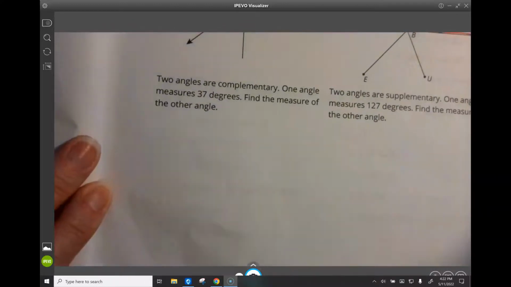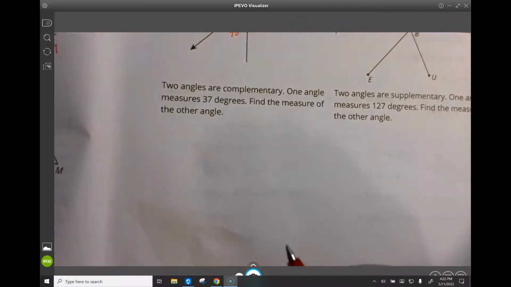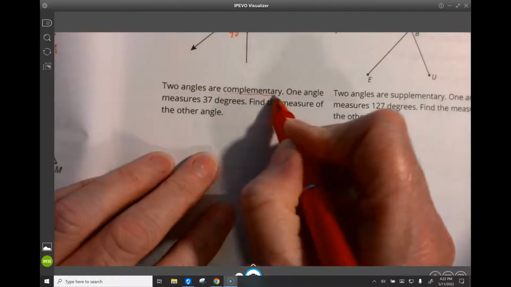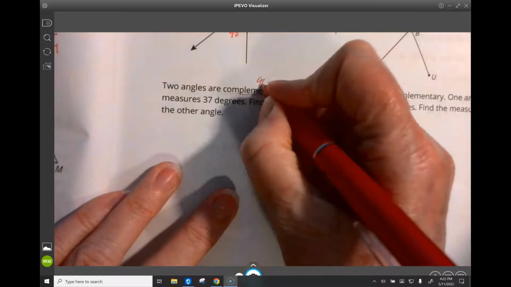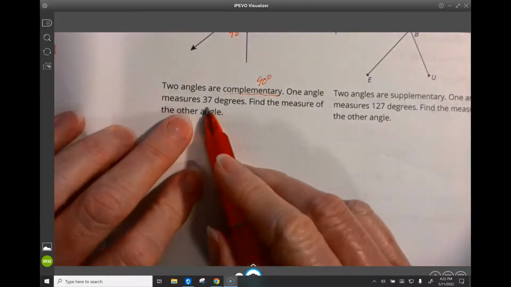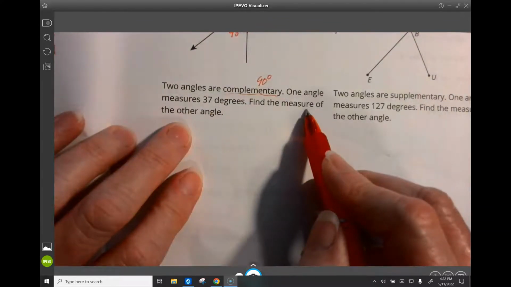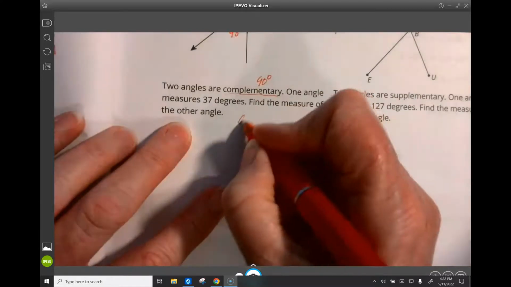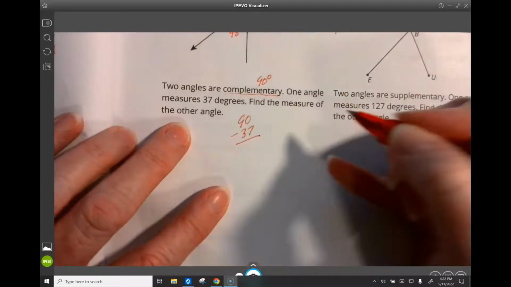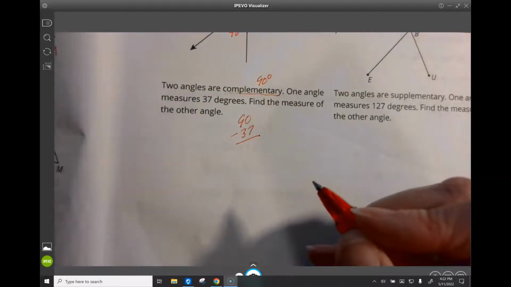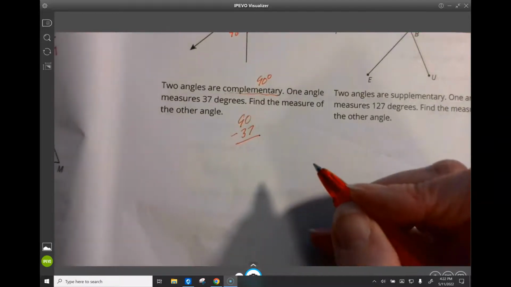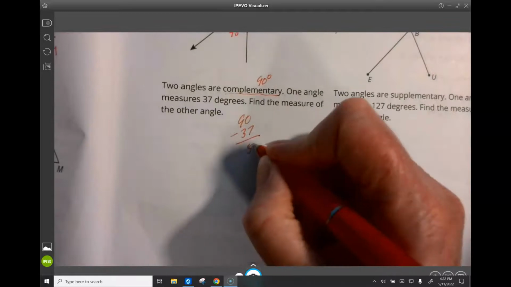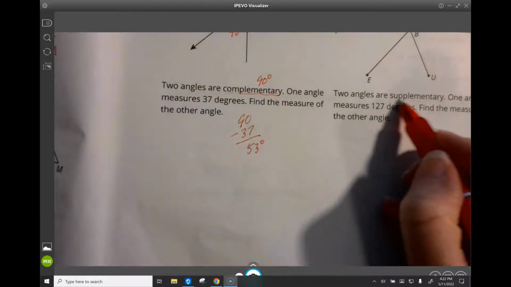It says two angles are complementary. One angle measures 37. Find the measure of the other. Well, complementary has to add to 90 degrees. One angle measures 37. How am I going to find the other one? Yeah, I'm going to take 90 minus 37. 90 minus 37 is equal to 53.